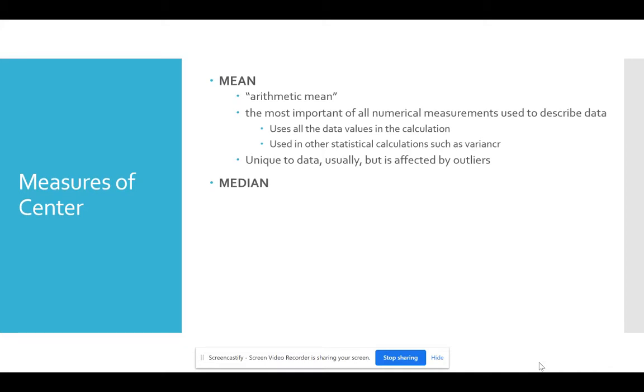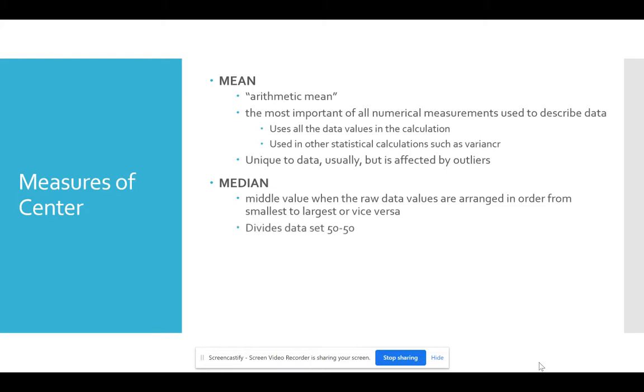The second measure of center is the median. Think about the median of a road, it is in the middle, and it is the middle value when the data is ranked or ordered from low to high or high to low, whichever way you prefer, but it's the one that's in the middle. It divides our data set so that 50% of the data are below the median, and 50% is above the median.